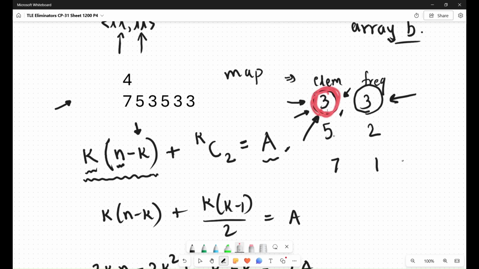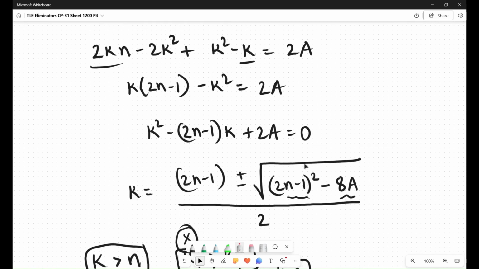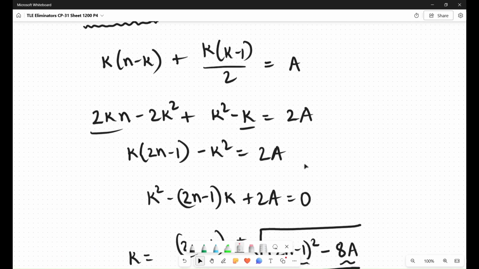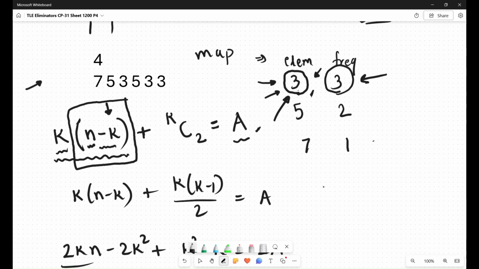Now you will hop on to the next minimum element, which is 5, and you will again solve this quadratic equation and output how many times 5 is there. But do you notice, here it will not be n minus k anymore. Here, take a look, ladies and gentlemen. Here it won't be n minus k, because you have already outputted some elements.